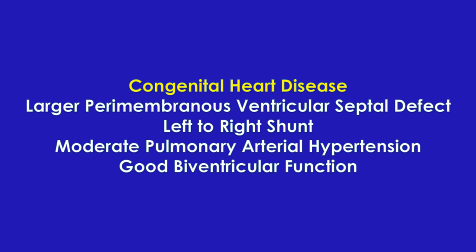This would mean that there is a large defect in the upper part of the wall between the two lower chambers, and blood is leaking from the left ventricle to the right ventricle across the defect. The pressure in the blood vessels of the lungs has gone up due to the increased flow, but the pumping function of both right and left ventricles are normal.